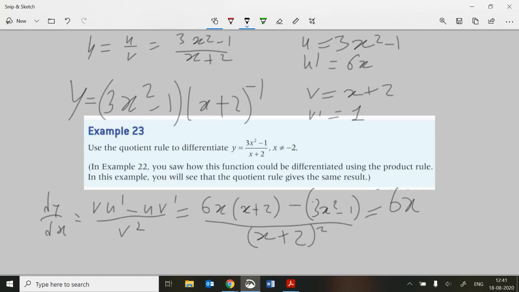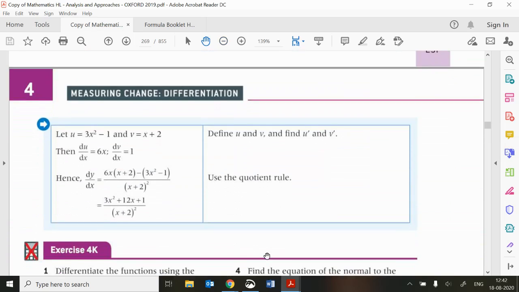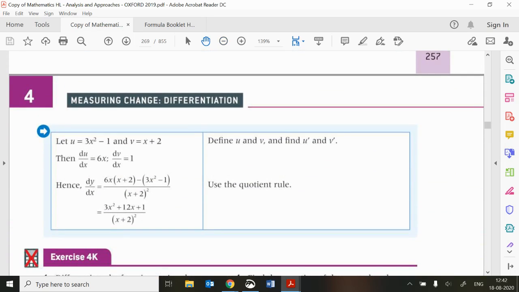We've got 6x squared plus 12x, minus 3x squared plus 1 on the end there. And of course, you can take that a little bit further, and you can say, well, that's going to give us 3x squared plus 12x plus 1 on the top, divided by our x plus 2 squared. Okay, that's pretty messy. I don't think that one factorizes at the top. Let's have a look at what they do in the question. And yeah, so they're writing it as we're writing it there as well.